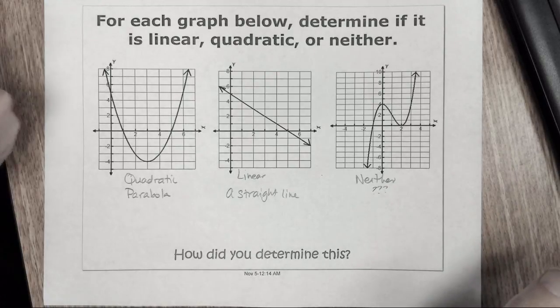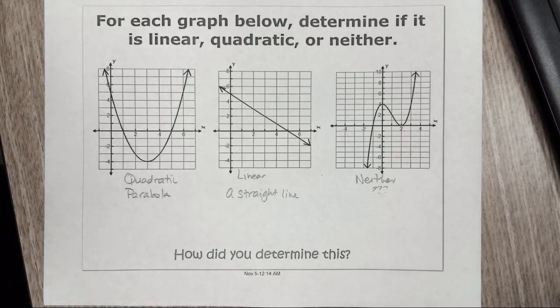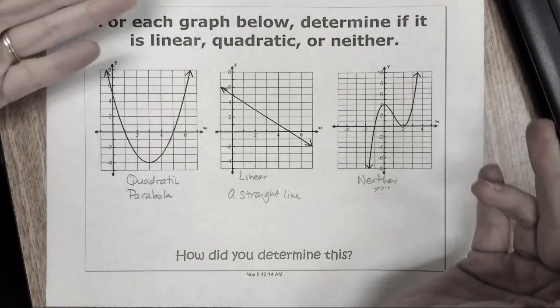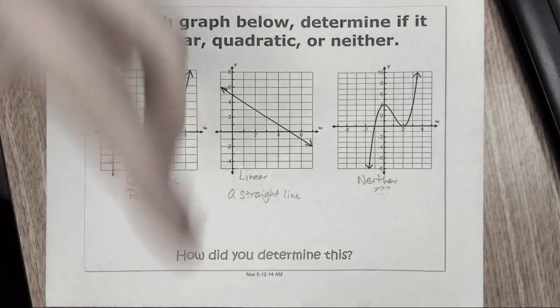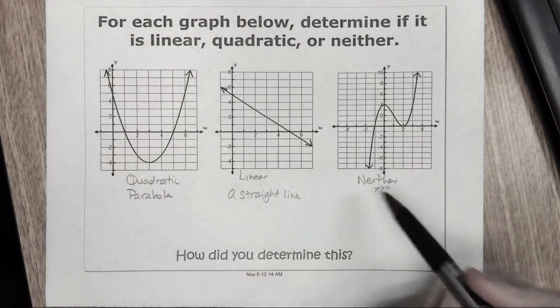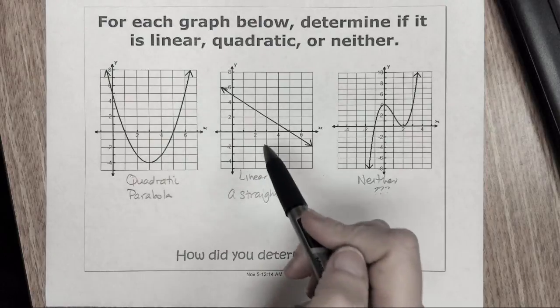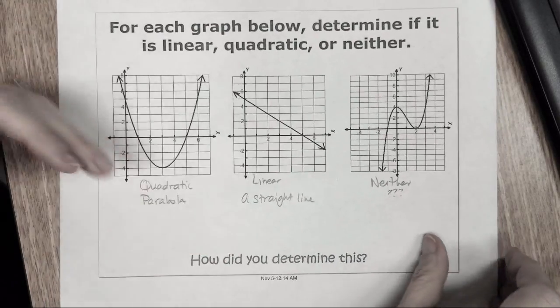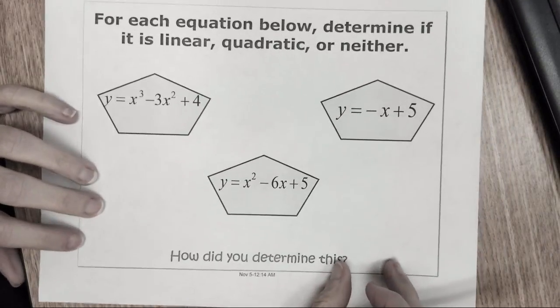So that's how we can tell from looking at a graph. It's kind of obvious, but it's worth repeating. This one has almost kind of a parabola shape. It's almost like the parabola got all twisted up and freaked out. So quadratic is a parabola, linear is a straight line, and if it doesn't look like one of these two, it's neither. The next thing that we want to look at is equations.